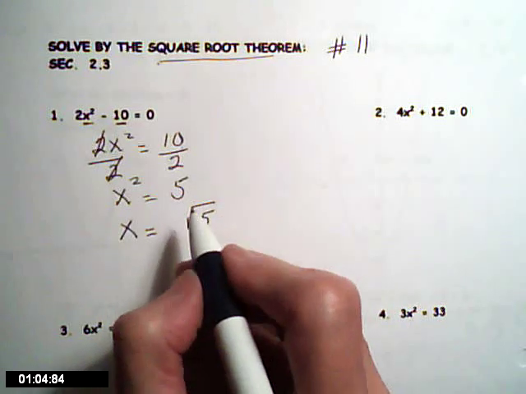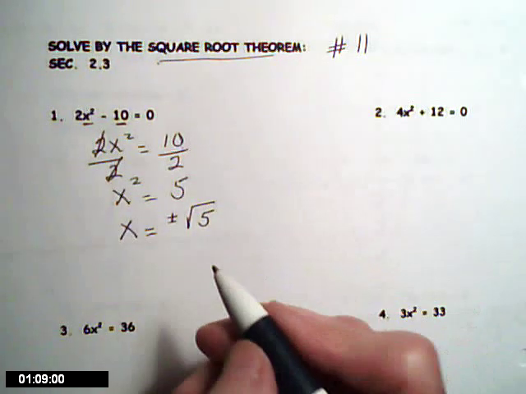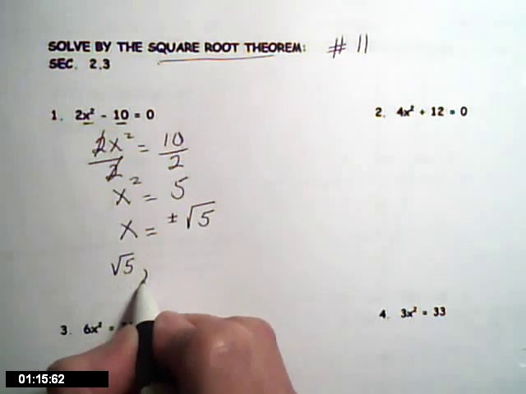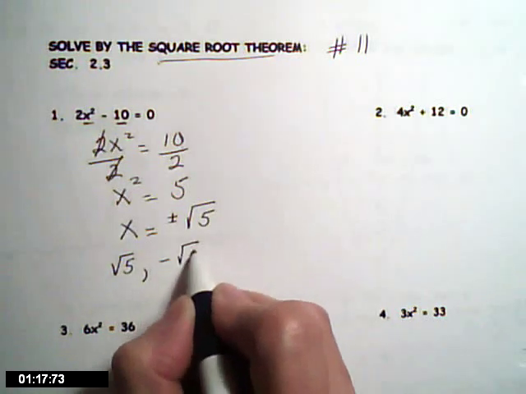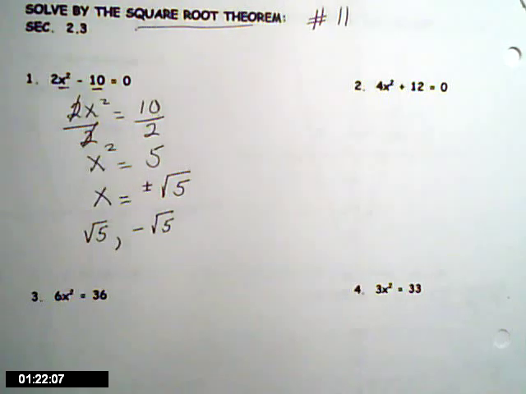But you remember that when you take the square root of an expression, you'll always get a plus or minus. Now in my math lab, I think they're going to leave your answer in this form: square root of 5, comma, negative square root of 5. And that represents your two answers. Okay, let's look at the next problem.